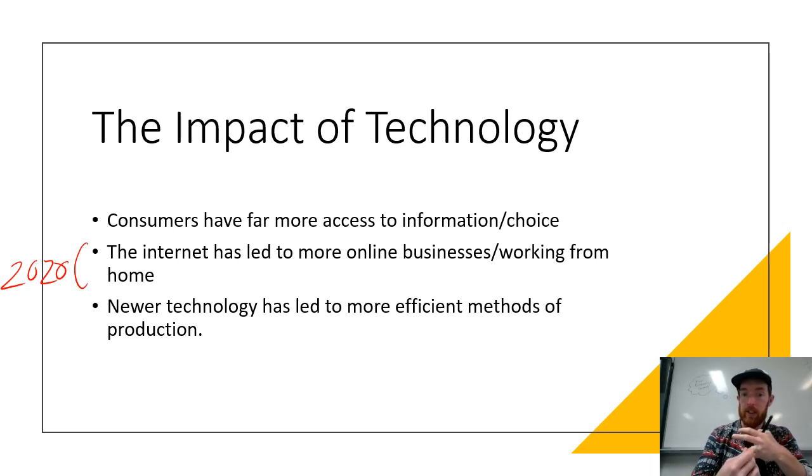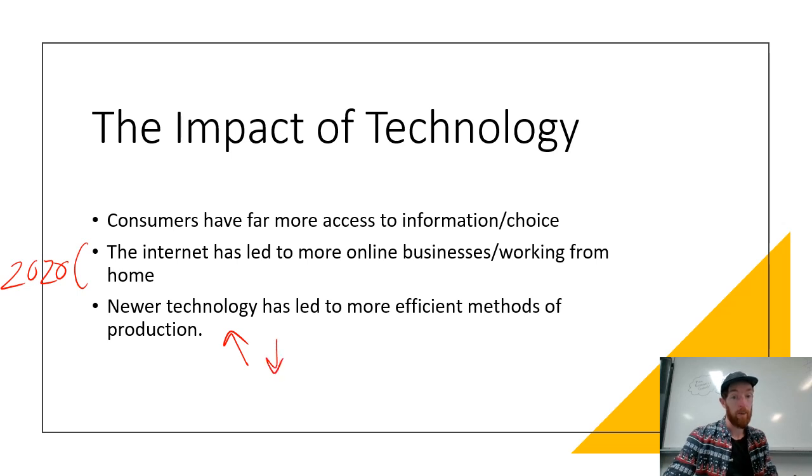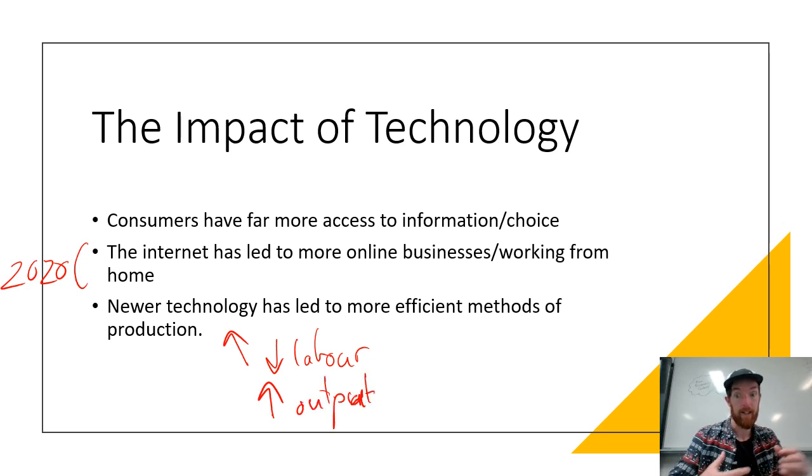Then there's also newer technology that's led to more efficient methods of production. So as we talked about earlier, the more new technology we implement, potentially the less labor we need, or just the more output we can get. The great thing about technology is it doesn't need, well, sometimes it needs breaks. It doesn't need as many breaks as a human. It can operate 24 hours a day, and therefore it can have a really positive impact on production overall.